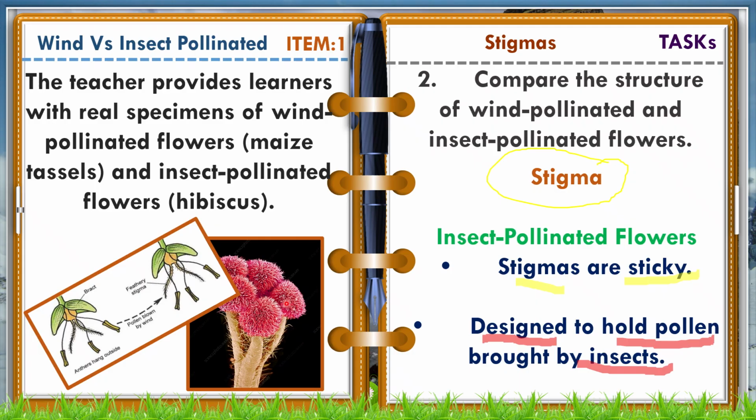So when you look at this structure here, it shows that when an insect comes and lands here, the pollen which is on the body of the insect is going to be trapped by these sticky substances which are on the stigma. So that is how the stigma of the insect-pollinated flowers appear. They are sticky, and that stickiness helps them to hold pollen that is brought by insects.